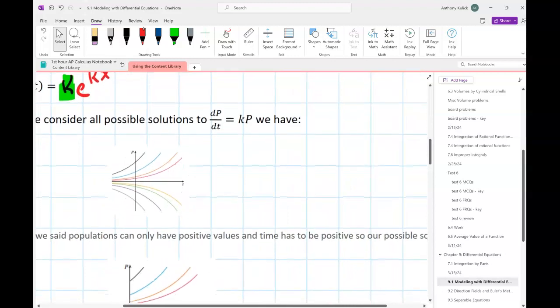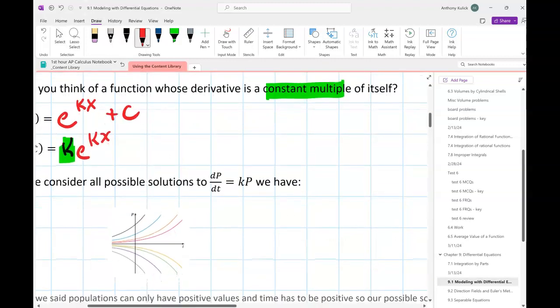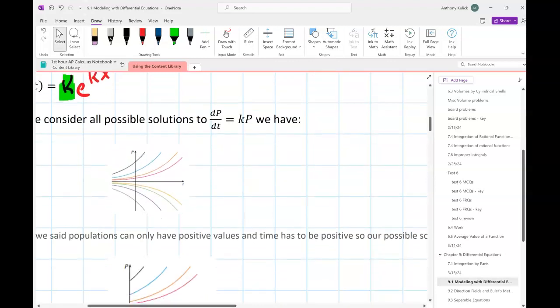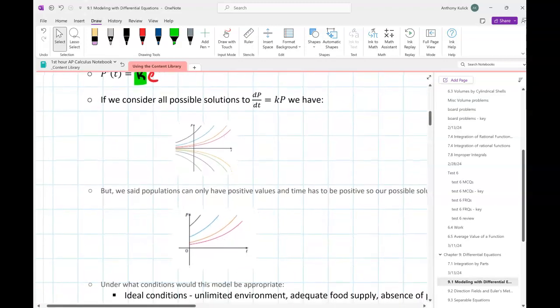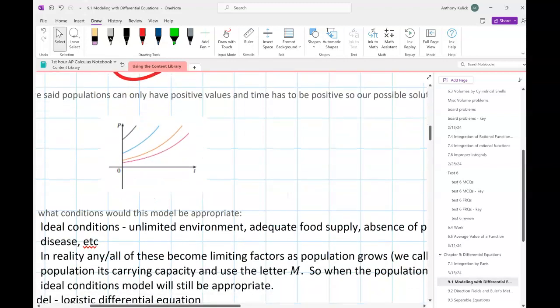So if we consider all possible solutions to this differential equation, it was just some exponential equation, right? And it could be shifted up or down because you could have a plus c on at the end that just gets destroyed when you take the derivative. So we have infinitely many solutions, right? Now, again, we said that population can only have positive values, so we can discard all that stuff down there because negative population, we said that wasn't going to be a thing we could consider. So we have something like this.